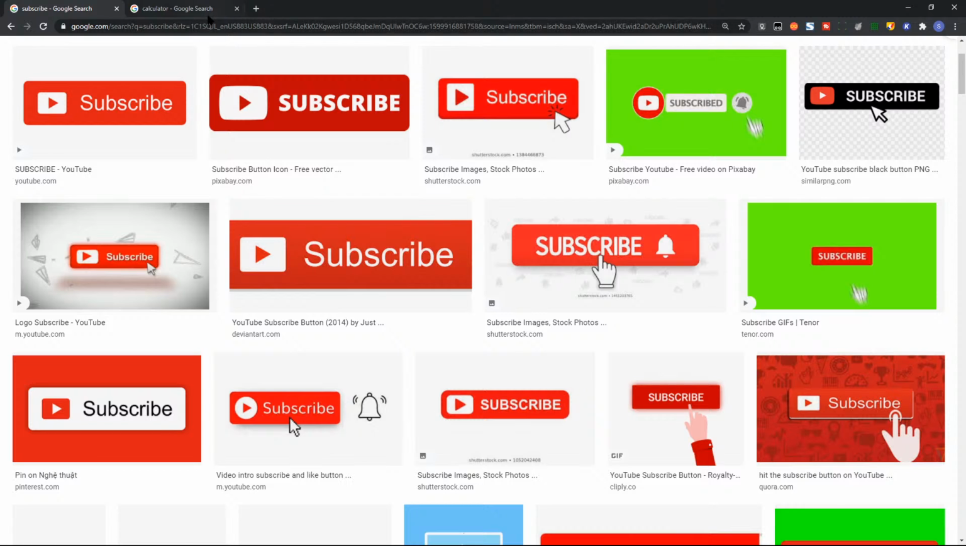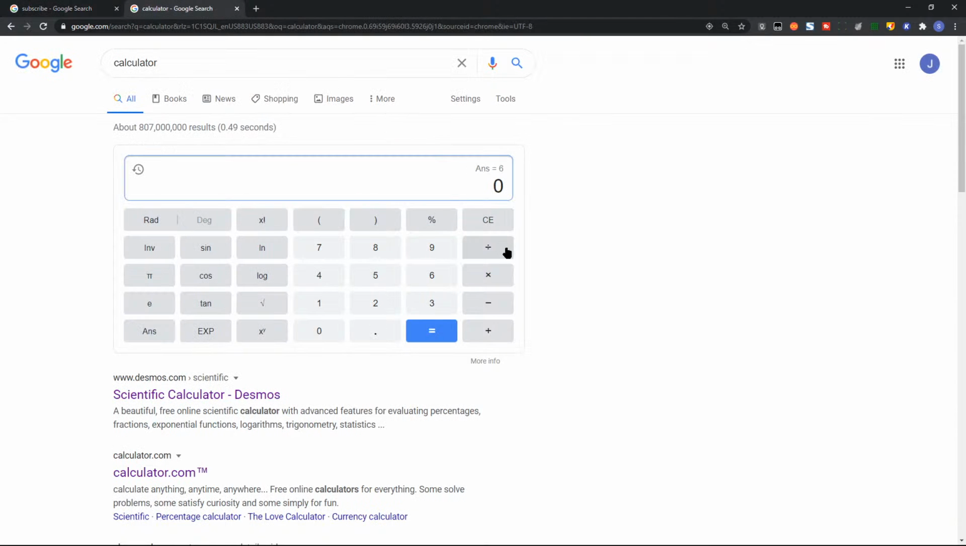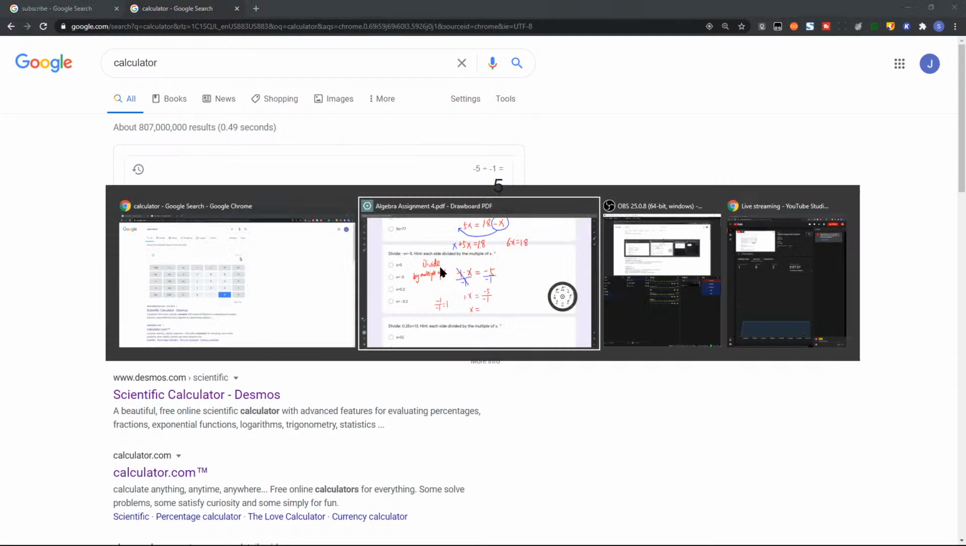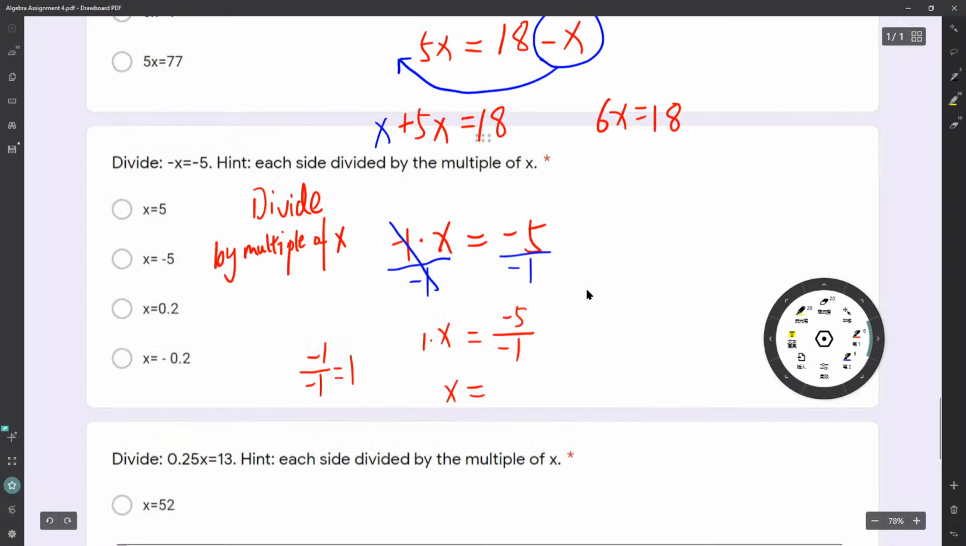Okay, let's continue. So we need to find out -5 divided by -1, and that will be positive 5. And remember, if you have two negative numbers dividing or multiplying each other, two negative numbers will give you a positive result. So this is x equals 5.